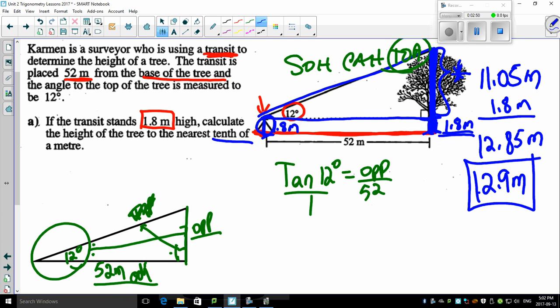So this is one of the first questions that actually takes into account the height of the person. Every other calculation we've ever done was always from down here to the top, which makes it very easy. Now we've got an elevated measuring device at 12 degrees. So we just have to add one more step to answer this problem.